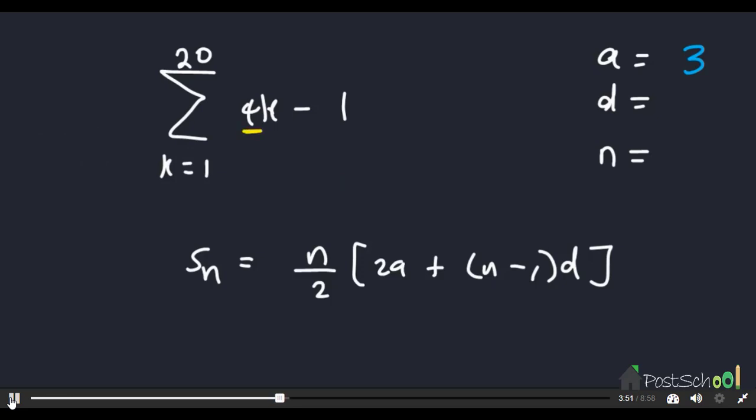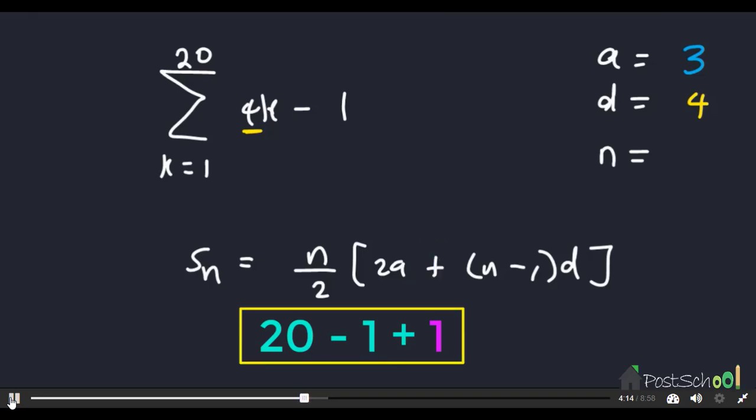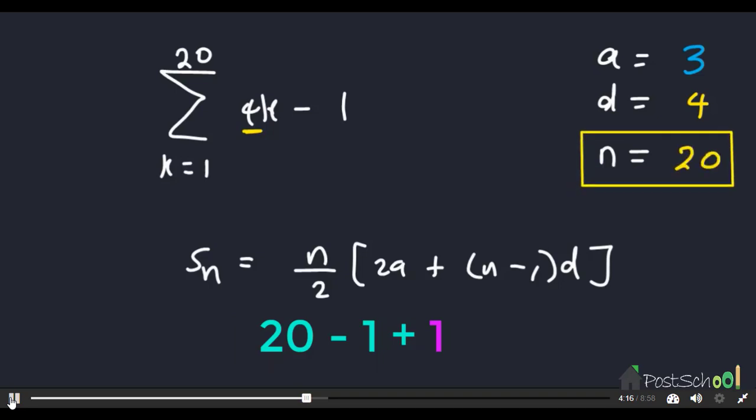The difference is just the number next to the variable, which is 4 in this case, right? And then n, how do we get n? We say this number, 20, minus 1, the number at the bottom, plus 1. So top minus bottom plus 1, that's how we find n. So it's going to be 20 minus 1 plus 1, which is going to give us 20.